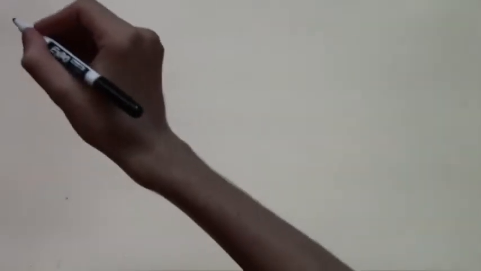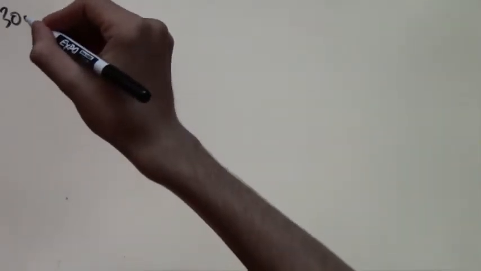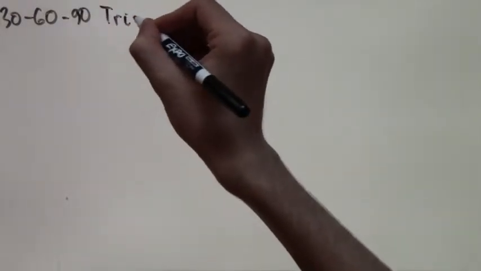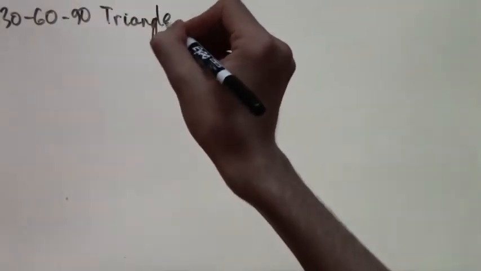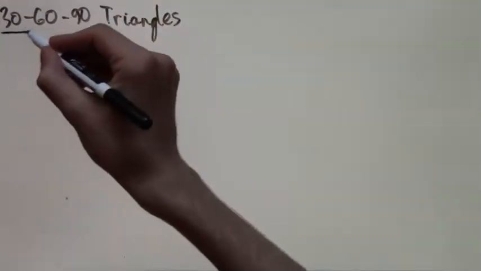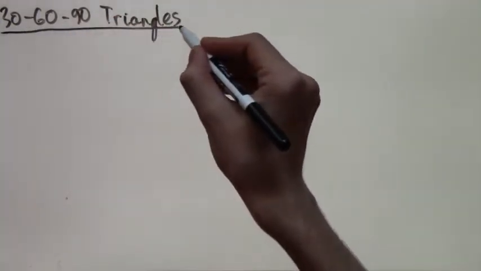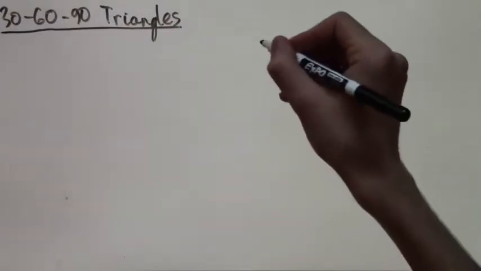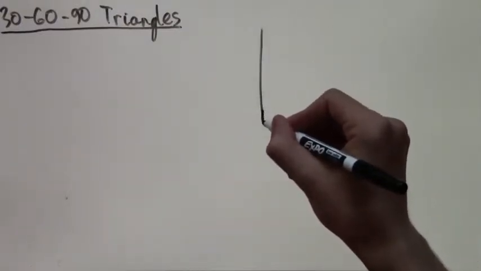In this video lesson, we will learn about 30, 60, 90 triangles. So, what do we mean by 30, 60, 90 triangle? What do the 30, 60, and the 90 refer to? This is actually just a special type of a right triangle.